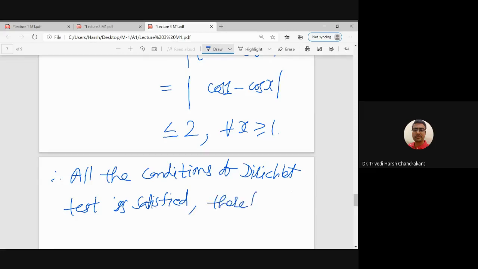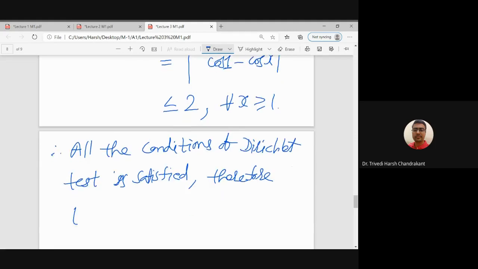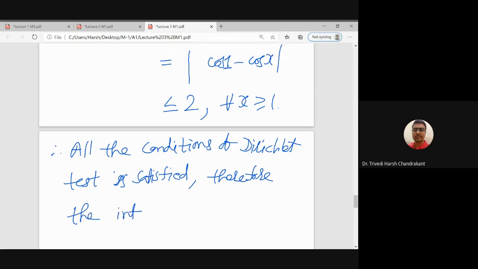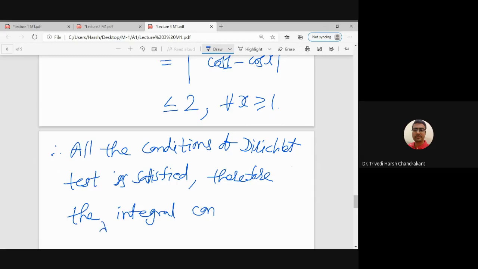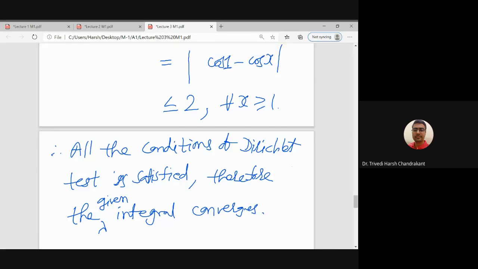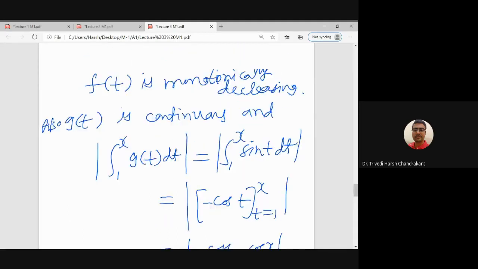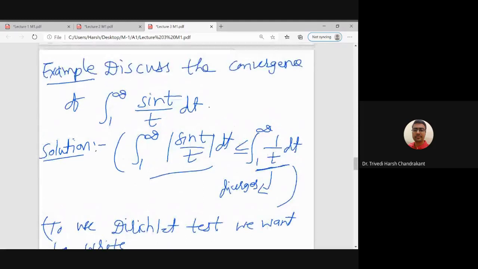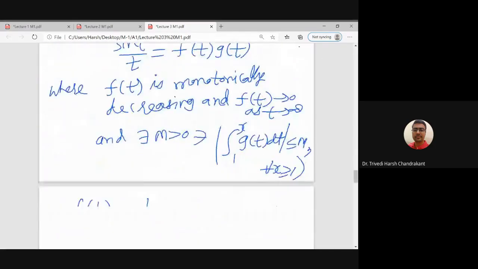Therefore, the integral converges. The given integral converges. So this is the way we apply the Dirichlet test on a given function.